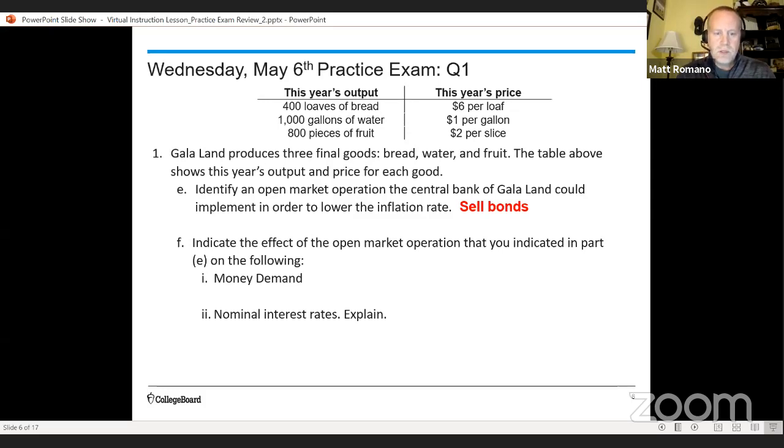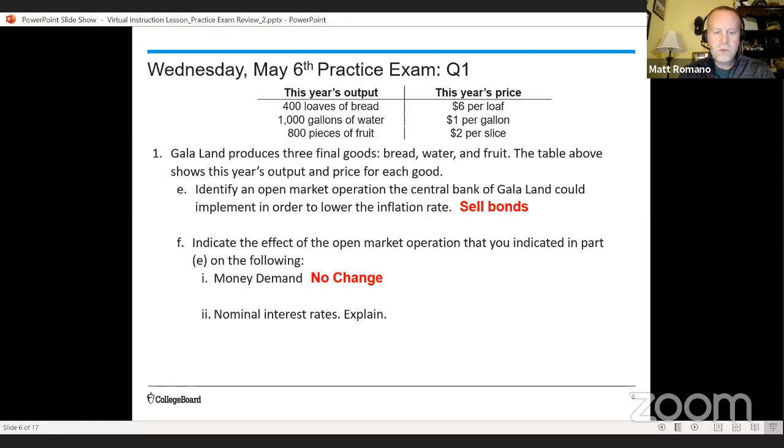Part F, indicate the effect of the open market operation that you indicated in Part E on the following: money demand and nominal interest rates. Explain. All right, so there's no explain attached to money demand. All we have to do is indicate the change. There is no change. Monetary policy is going to affect the money supply curve. It's not going to affect the money demand curve.